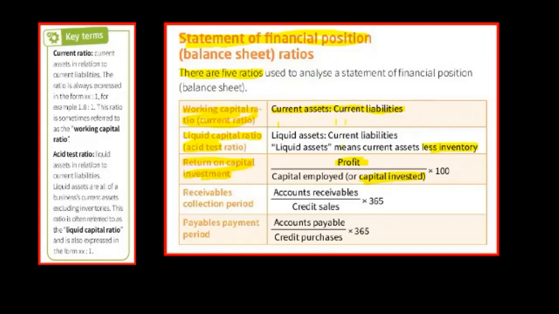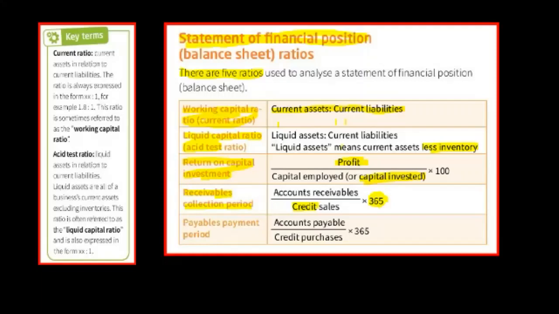Next, we have the receivables collection period. That is equal to the accounts receivable or debtors divided by the credit sales. Notice it's not the total sales, but only the credit sales, because that's where you get your accounts receivable from. And we multiply it by 365. This figure you should know, it's the number of days in a year. This would tell us how many days our debtors are taking to pay us our money.